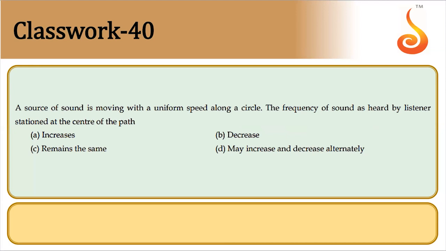So we have already answered this question. It is moving in circular path and listener is at the center of the circular path. Distance between source and the listener remains unchanged. So what would happen to frequency? It remains unchanged. Should be option C. There is no Doppler effect in this case.